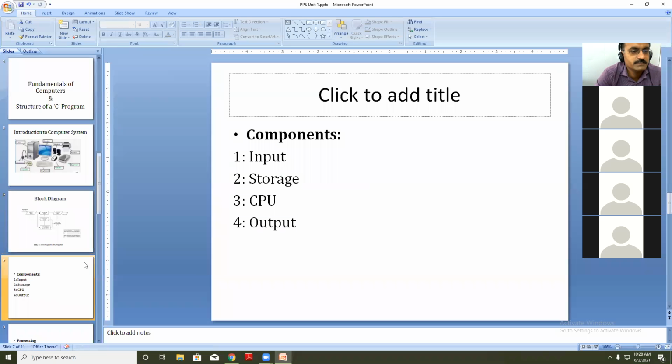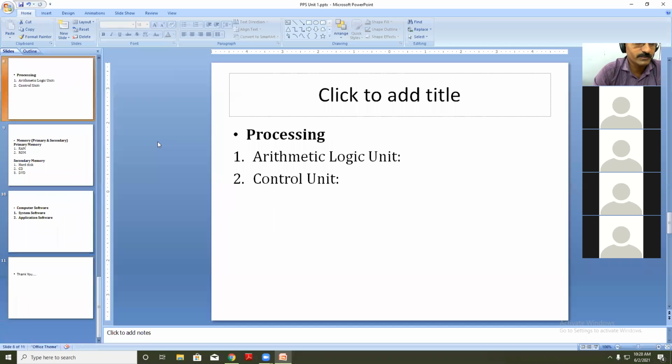Now the next is the components. We have listed the input component, the storage device, then the CPU, then output. The input unit, storage, and output unit we have discussed. Now what about the CPU? CPU is nothing but our processing unit. It again has two components. What are those two components? One is the arithmetic logic unit and the other is the control unit.